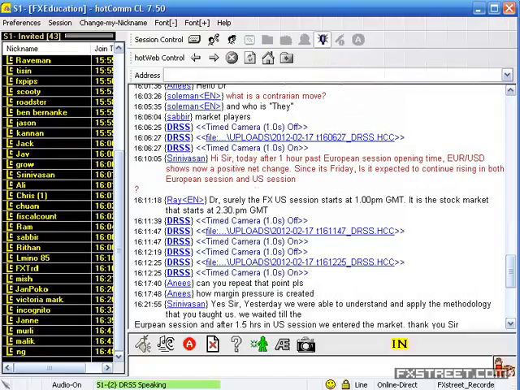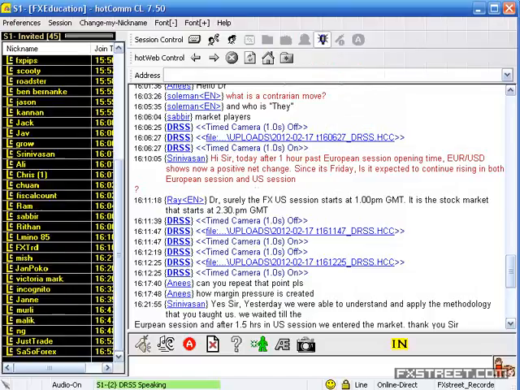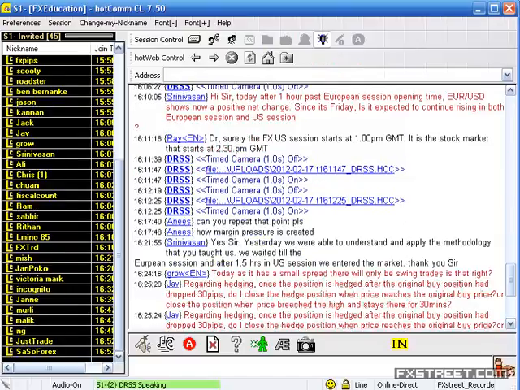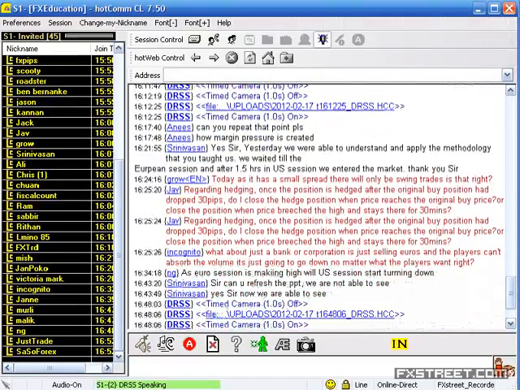Then J. Regarding hedging, once the position is hedged after the original buy position had dropped 30 pips, do I close the hedge position when price reaches the original buy price, or close the position when the price breached the high and stays there? No.